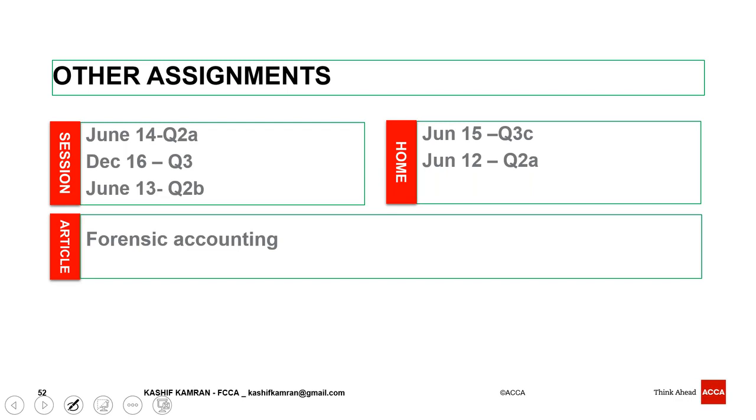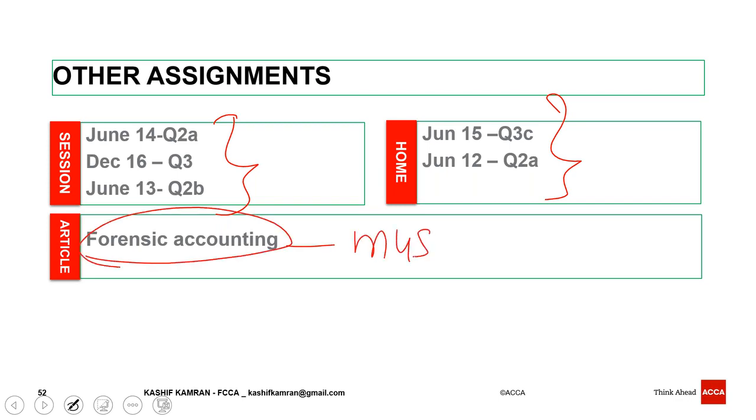Let's start with it. There are 3 session questions we'll go through. There are 2 home questions you will go through. Yes, environmental audit, something like that, has already come in December 17, so not worried about that. Forensic accounting is an article you must read. Forensic is important for March 18, so you should read the article. You should be crystal clear on what exactly forensic accounting is.